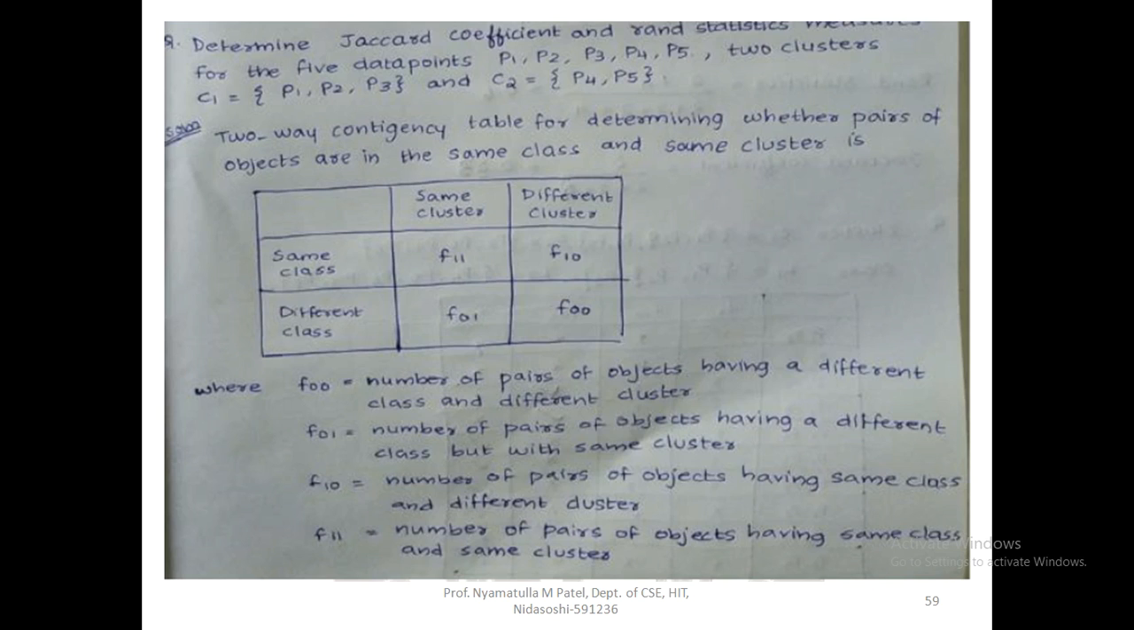The two-way contingency table for determining whether a pair of objects are in the same class and same cluster is shown here. f of 1 1 gives you same class and same cluster. f of 1 0 gives same class but different cluster, f of 0 1 gives the number of objects in the same cluster and different class, and f of 0 0 gives the number of objects in different class and different clusters.